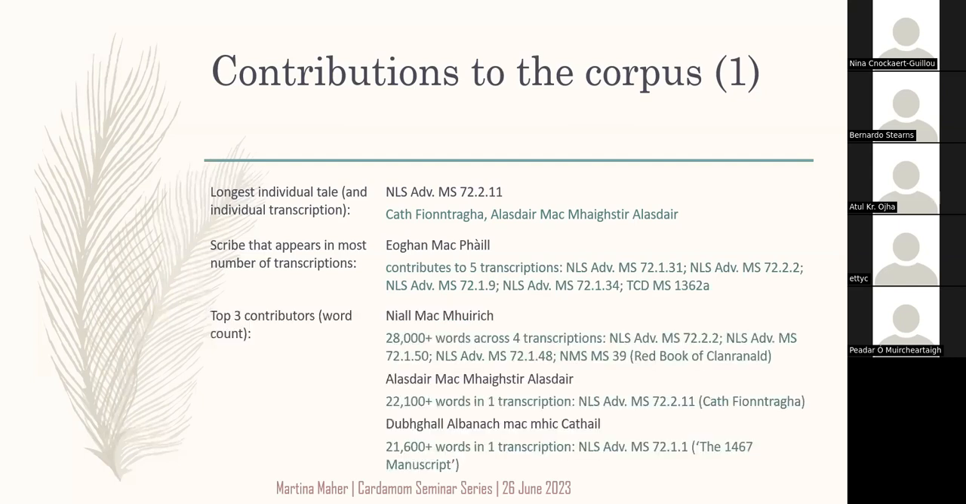But if we look at it across the entire corpus of over 200,000 words, Neil MacFurlick actually writes more than MacFeister Alistair, contributing over 28,000 words across 4 different transcriptions, including the well-known Red Book of Clanranald. MacFeister Alistair is up there though, because Coffee and Thraw is just such a long tale.